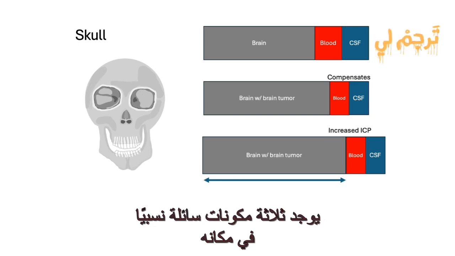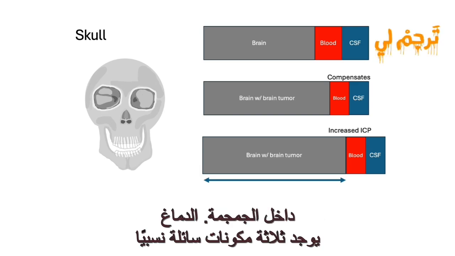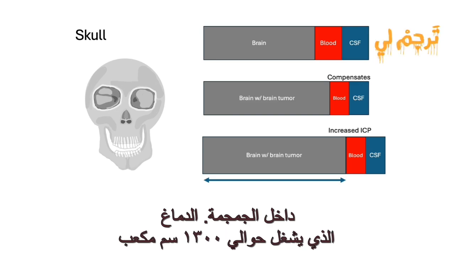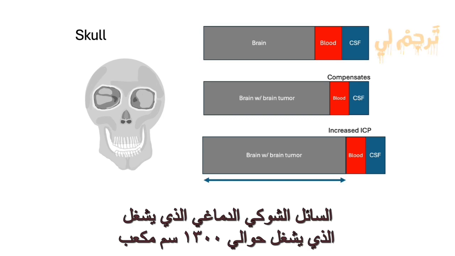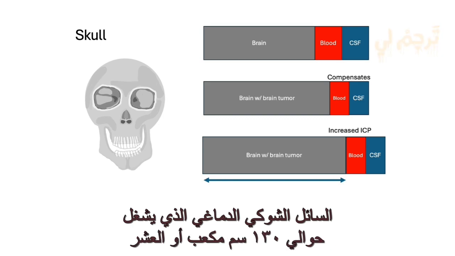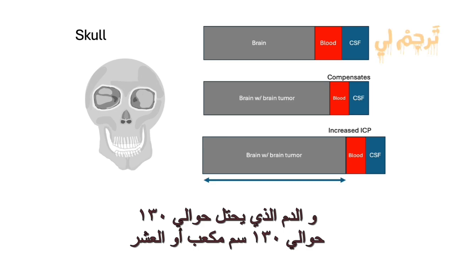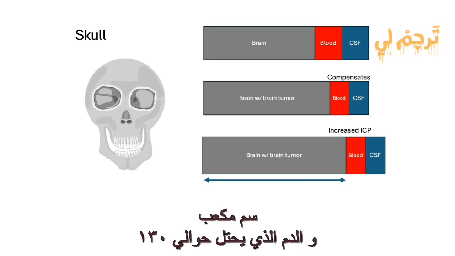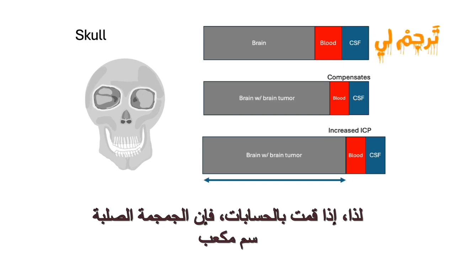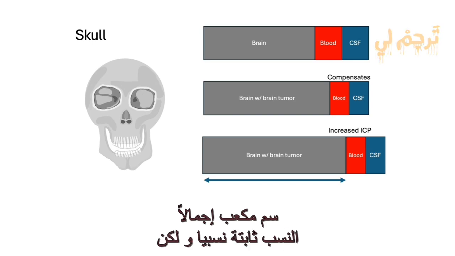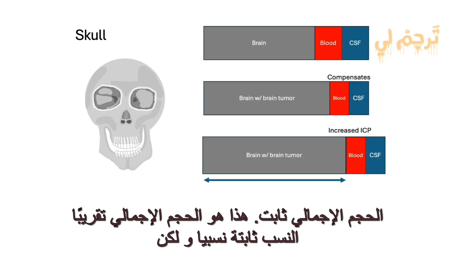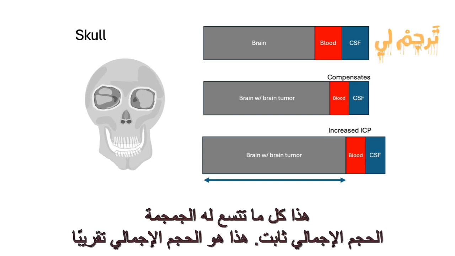There are three relatively fluid components within the skull. The brain, which occupies about 1,300 cc's. The cerebral spinal fluid, which occupies about 130 cc's, or a tenth. And the blood, which occupies about 130 cc's. So if you do the math, the solid skull can hold about 1,560 cc's total. The proportions are relatively fixed, but the total is constant. That's basically just all that fits in there.